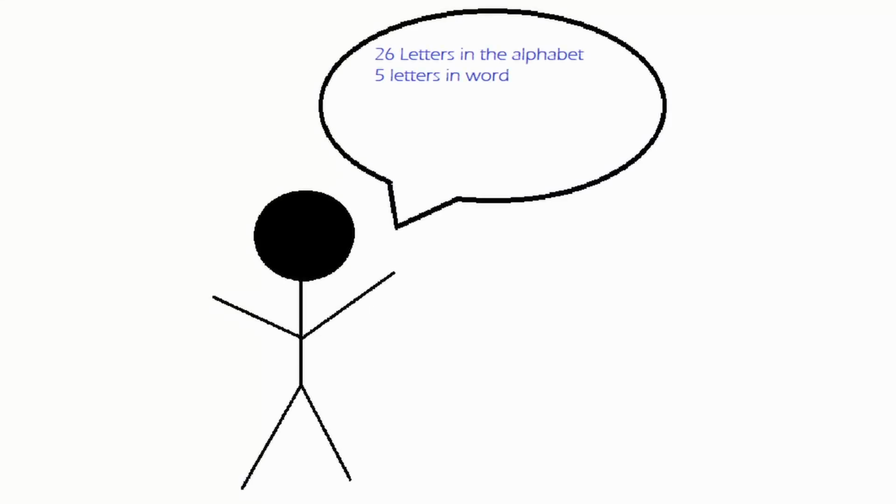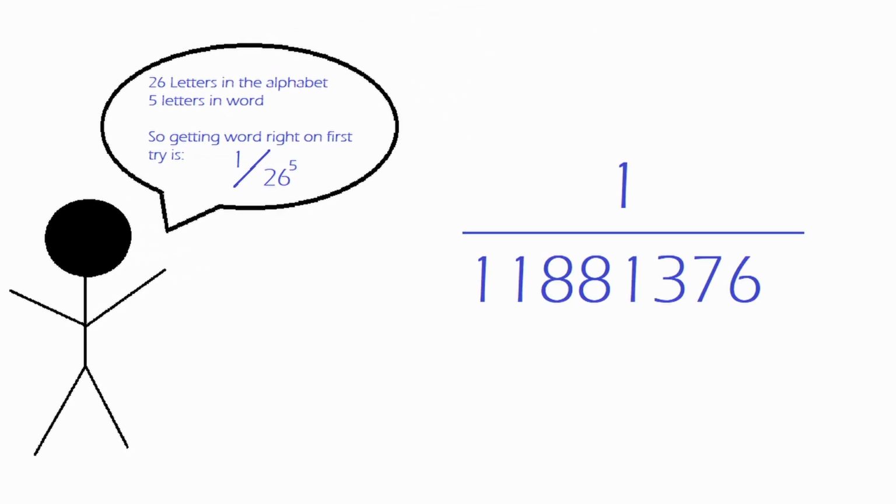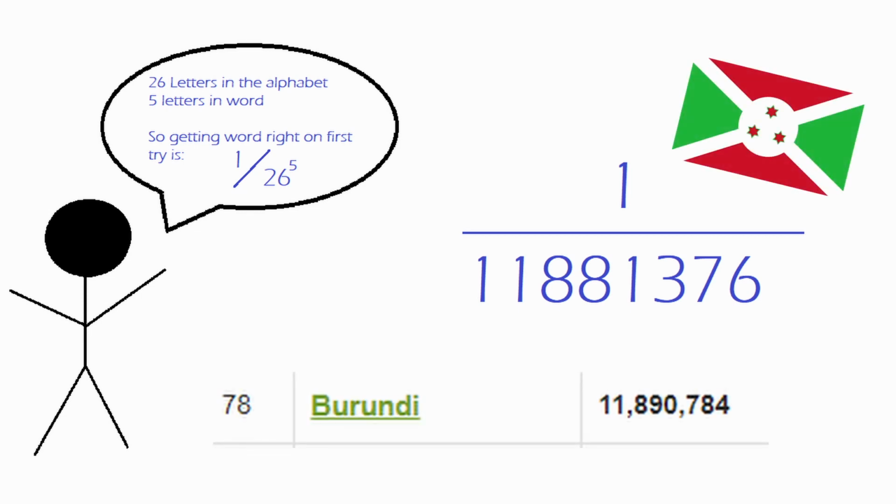The big question is, what is the probability that you get the word correct on your first try? Well, there's 26 letters in the alphabet and 5 letters for each slot, so you might think getting it right on the first try would be 1 in 26 to the 5, which is a tiny chance, almost like trying to pick a random person from the population of Burundi.